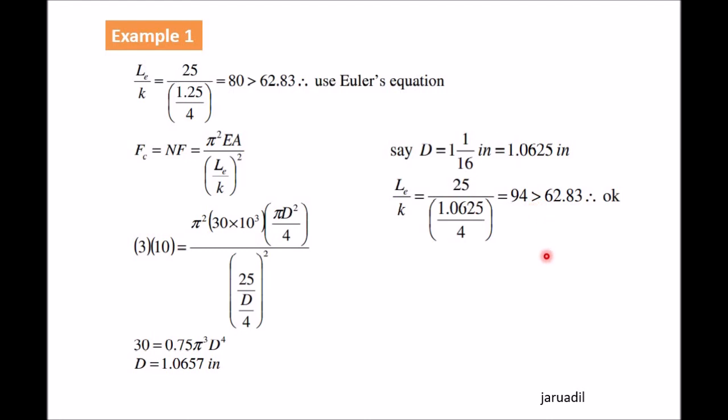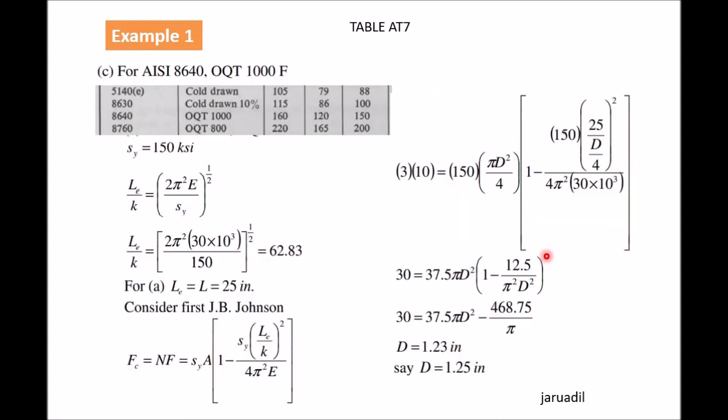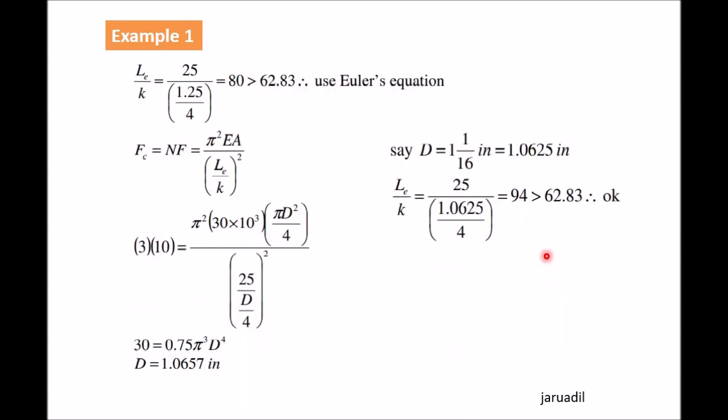Doon kasi sa steel, ang transition point niya is 120. Dito, compute natin for this particular material, AISI 8640 o QT 1000 degrees Fahrenheit. So, nakakompute tayo ng 62.83 na transition point. So, if we use Euler's equation, dapat greater than. So, since nakakuha tayo ng greater than, using Euler's equation is the preferable solution.